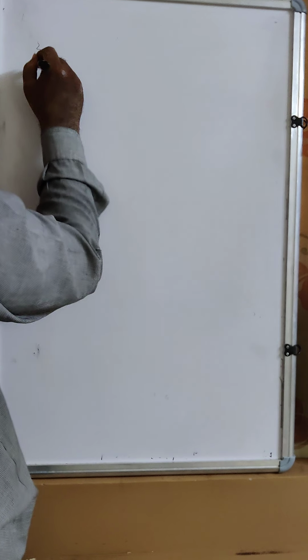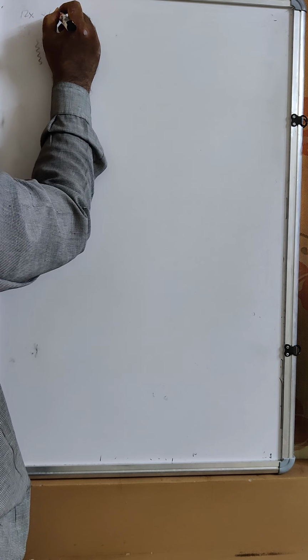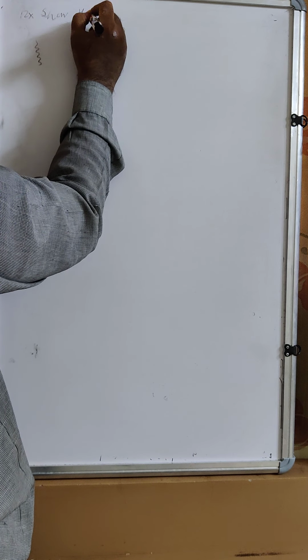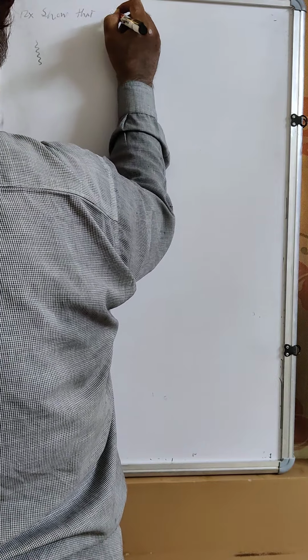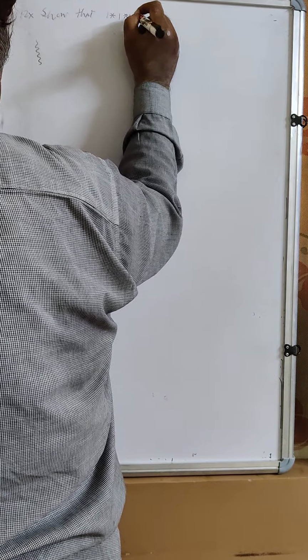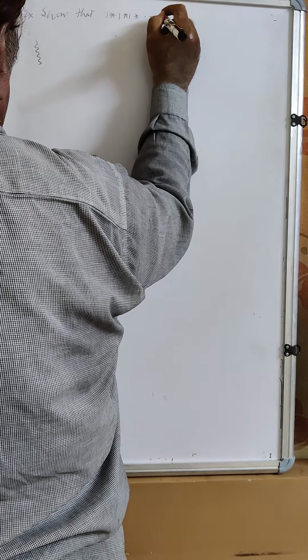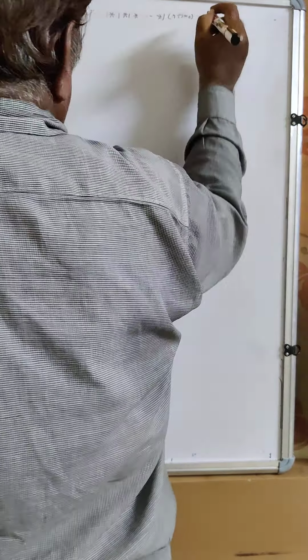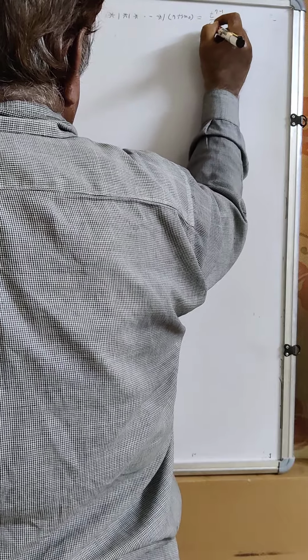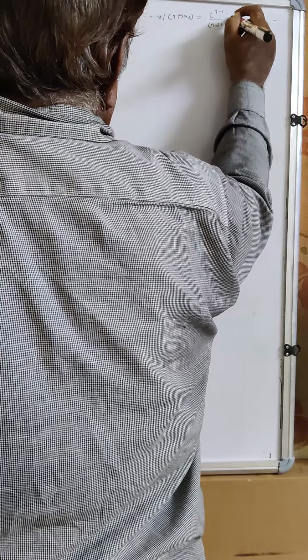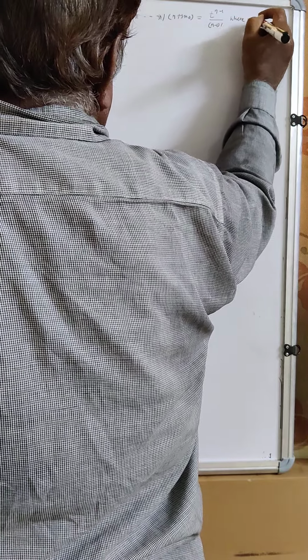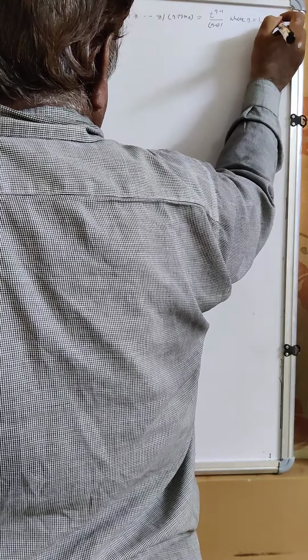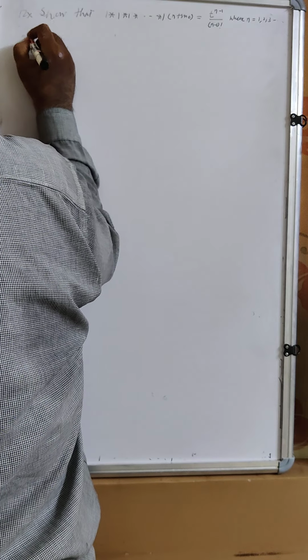Show that 1 star 1 star 1 star ... star 1, n times, is equal to t raised to n minus 1 upon (n minus 1) factorial, where n goes from 1, 2, 3. Solution.